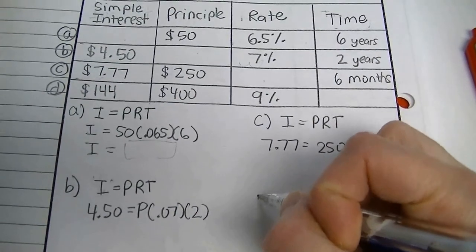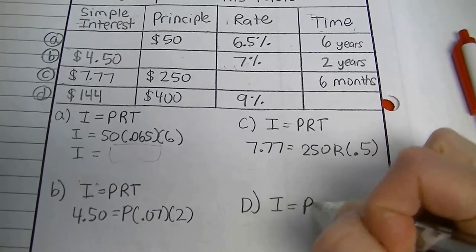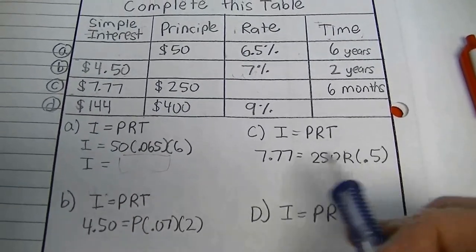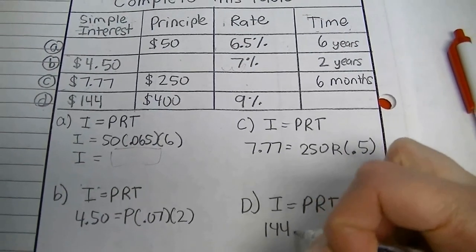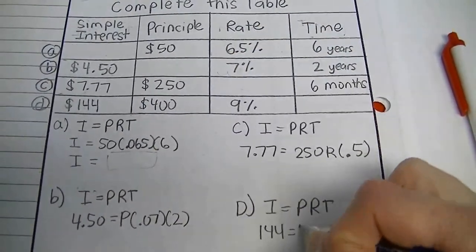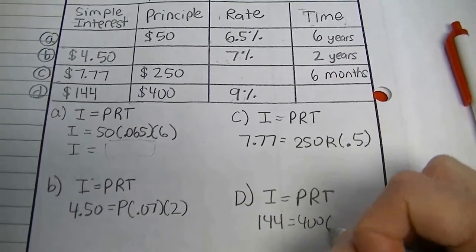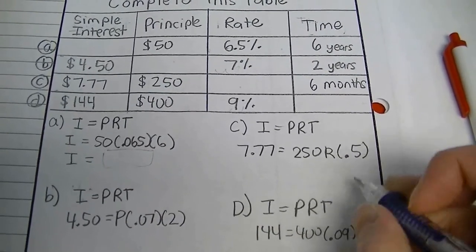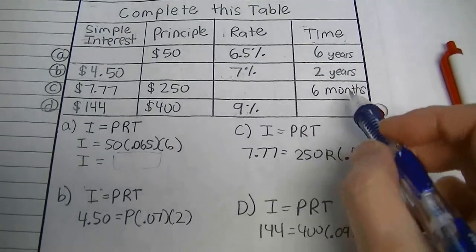And D, start with that formula. Okay, and simple interest is $144. Principal is $400. The rate written as a decimal is 0.09, so 9/100ths. Times the time, oh, we don't know the time, so you're going to solve for T. Once you solve for T, put it right there.